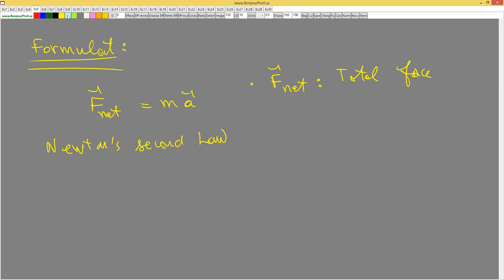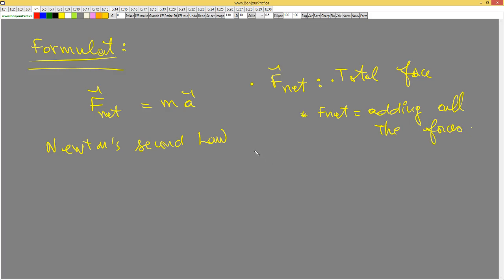So it's m and then a? Excuse me? M, I'm going to explain everything to you. For now, we're going to speak about what is the F net. F net equals adding all the forces. We have to add all the forces. Okay? This is what F net is.